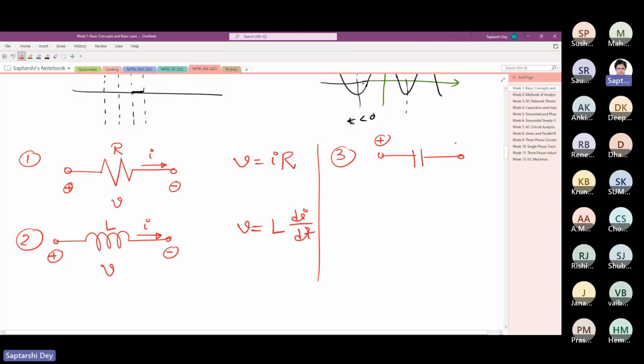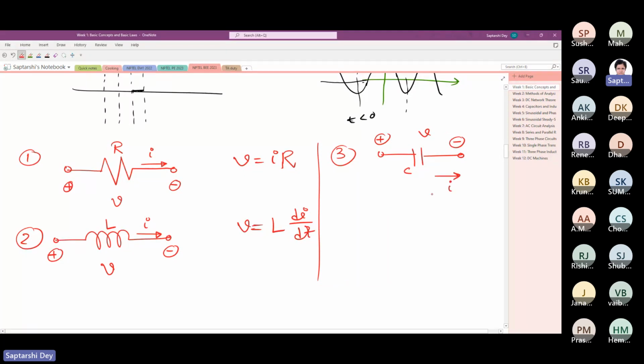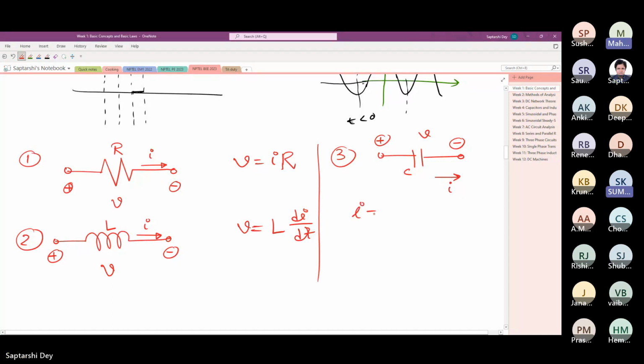Again, voltage direction like this, V, capacitor C, current flowing like this. Relation between V, I and C. I equals C dV by dt.